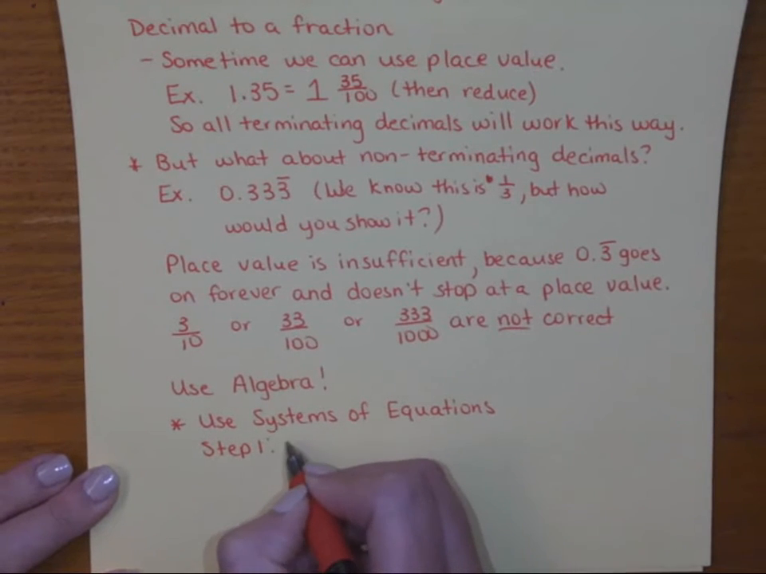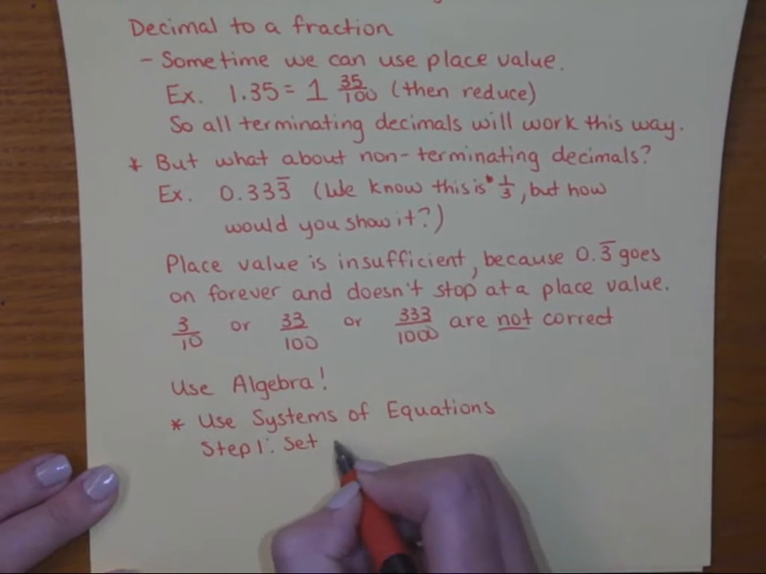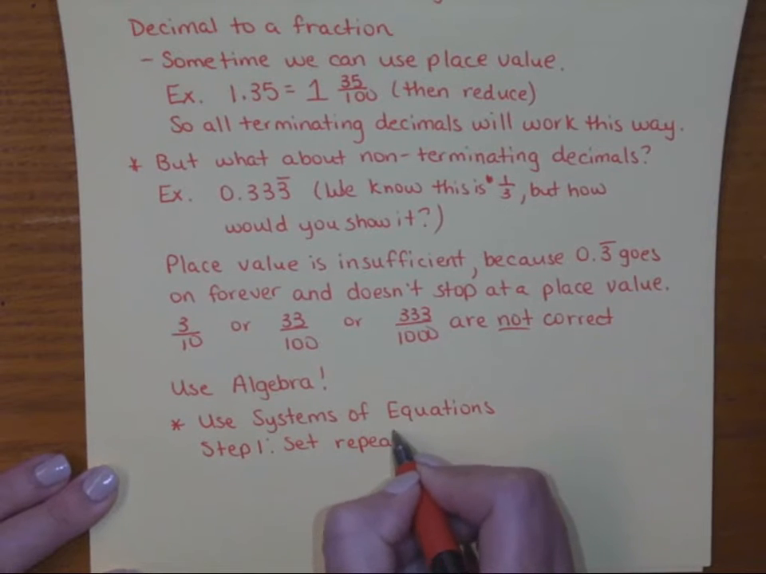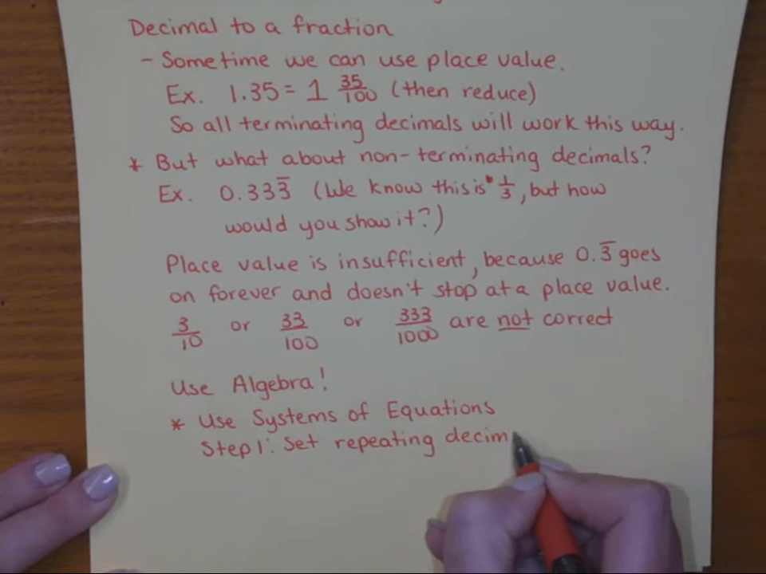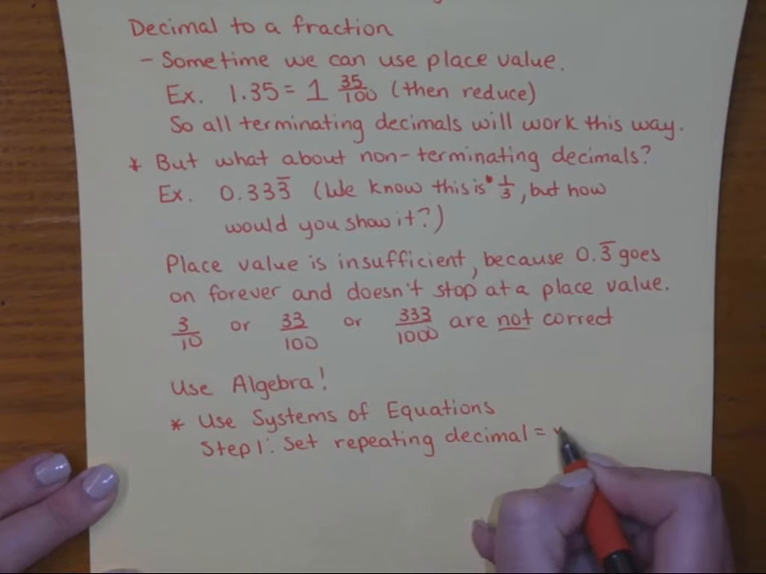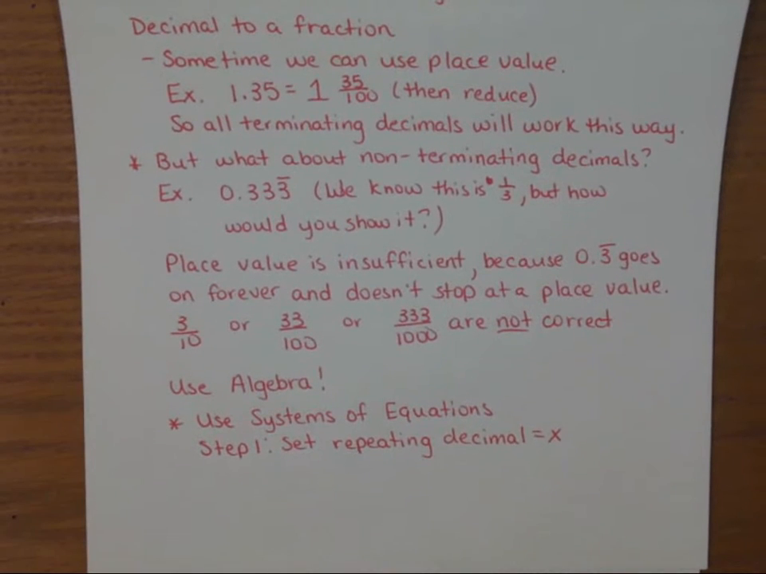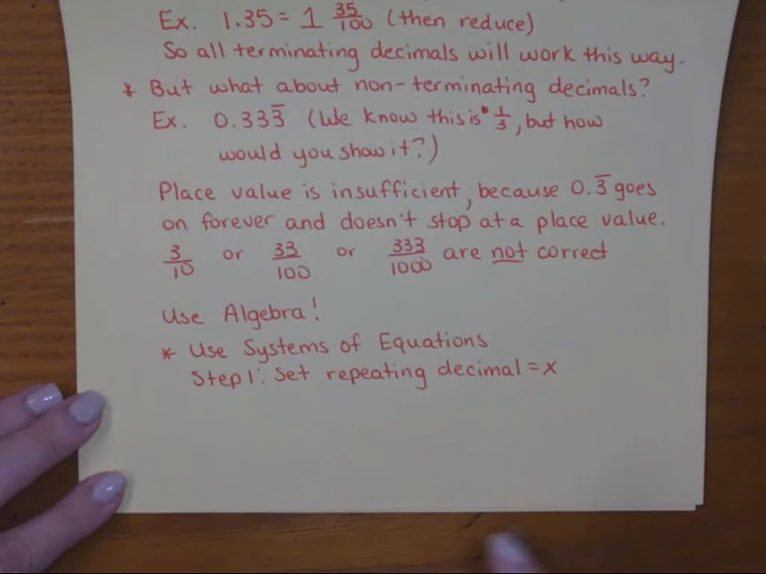So I'm going to go through some steps, and then we're going to practice this on a few. The first thing is, if you're trying to find out what the repeating decimal equals, we're trying to find out what fraction the repeating decimal is going to be the same as. So step one is you're just going to set your unknown equal to x. We don't know what the value of the fraction is for the repeating decimal, so we'll set that equal to x.